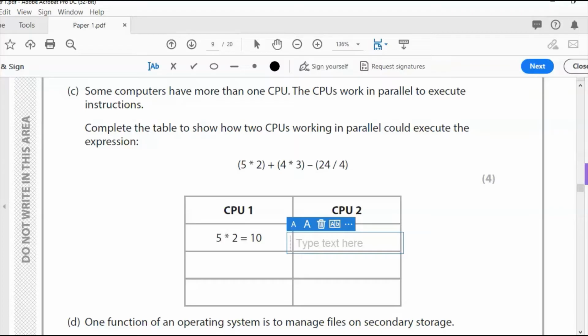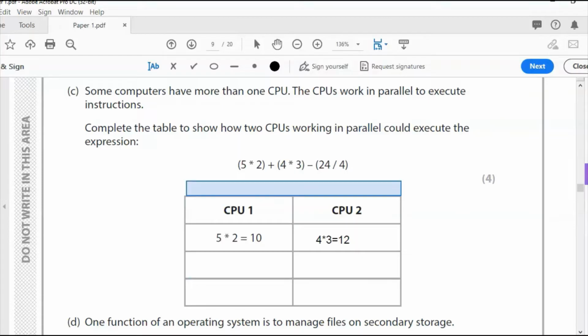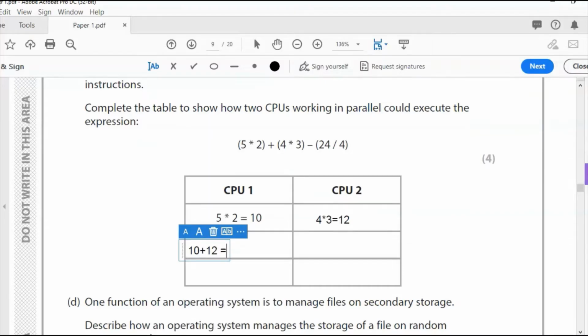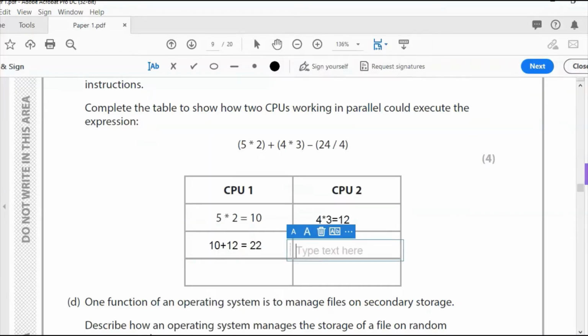Okay, and simply we just take the brackets because remember, BIDMAS, we do the brackets next. 4 times 3 is equal to 12. So what's the next thing we need to do? Okay, well, the next part of the CPU will add those together. So 10 plus 12 equals 22. Now, it really doesn't matter which order you do these in. Maybe logically you should do 24 divided by 4 equals 6. Maybe that should be on the left-hand side. It doesn't really matter. You're still going to get marks as long as you do this correctly.